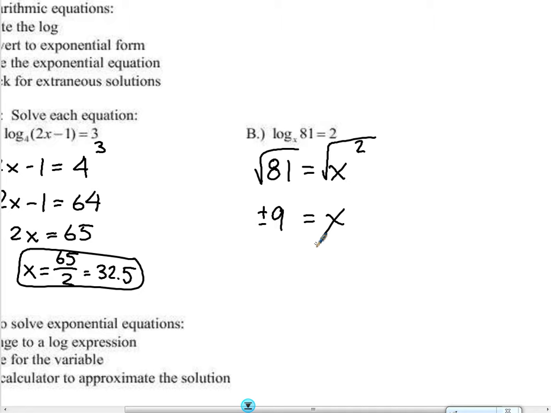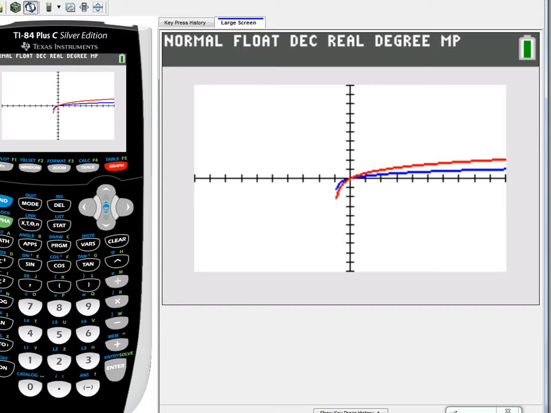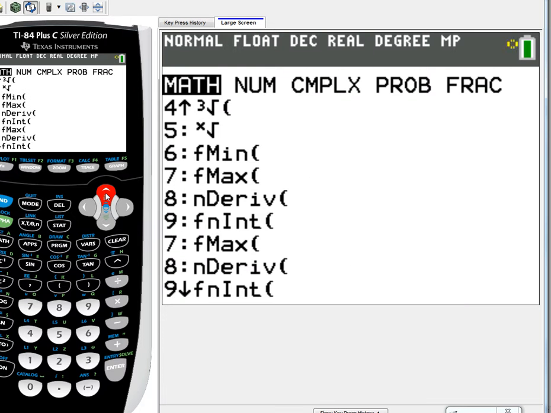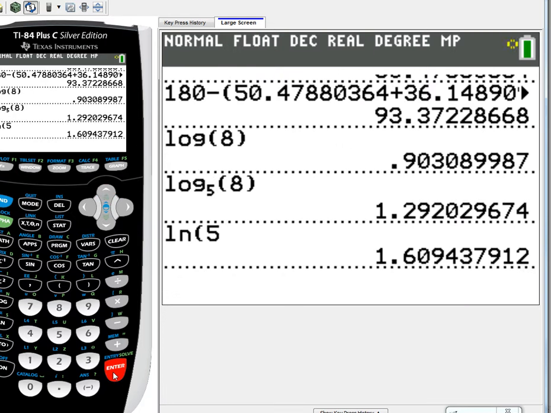Let me check that. Let's go pull up the old calculator there. Let's just check to make sure. Math, log base. Oh, dang. Don't do that. Log base of negative 9 of 81. Maybe I'll be blown away and it will work. Oh, non-real answer. Non-real answer.